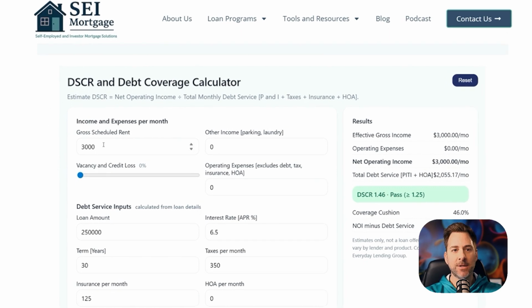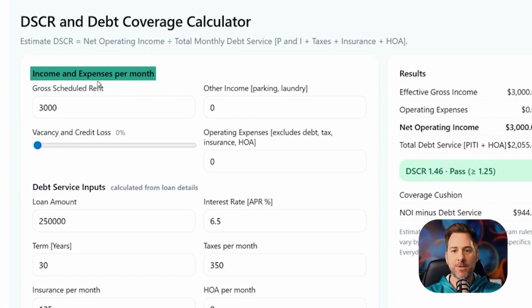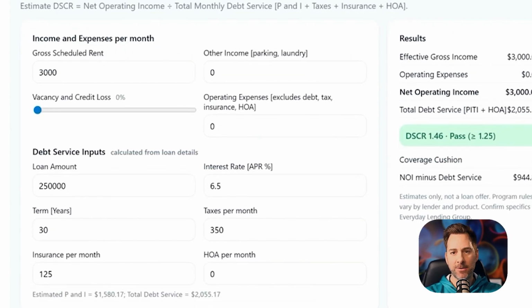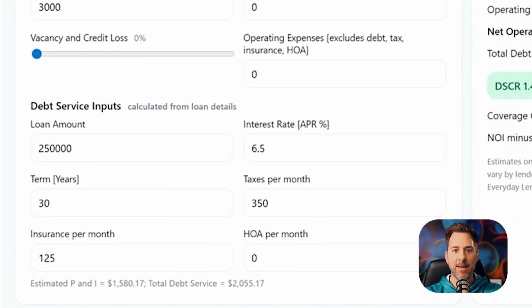So for our purposes, let's jump into the income and expenses per month. If you're on the tool, let's just say our rent is $3,000 a month, and right underneath that, you're going to see vacancy and credit loss. For the debt coverage loan, we can leave this at 0, meaning that the total rent that you receive, which is estimated at $3,000 for this example, we are going to use 100% of that. Then the only thing you need in order to determine your debt coverage is what does the payment total.